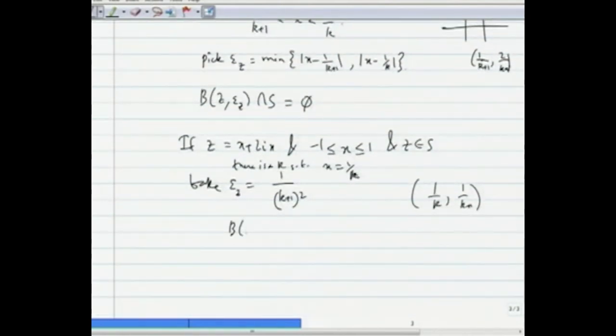So, B(z, epsilon z), B prime (z, epsilon z) now. Z of course belongs to the set, so we need to delete that point itself, so that the intersection with S is empty. Okay. So, in any case, any other point z belongs to C minus 0, we have shown is not a limit point.